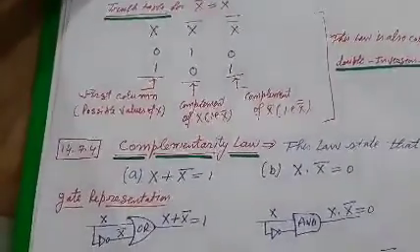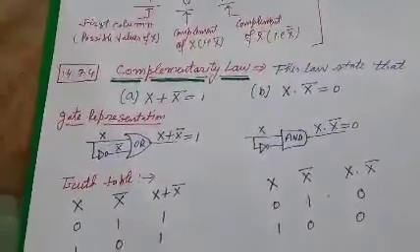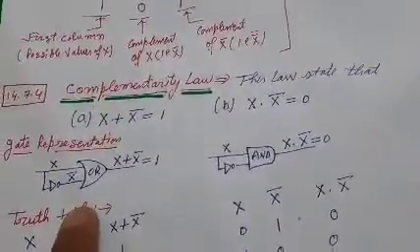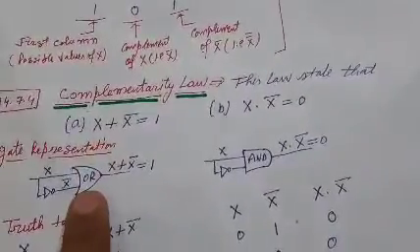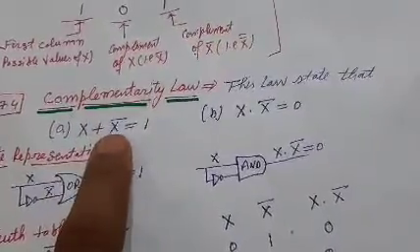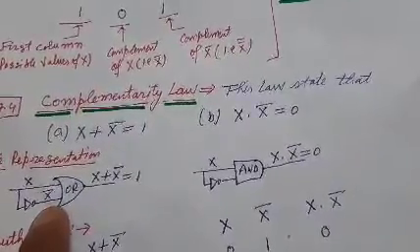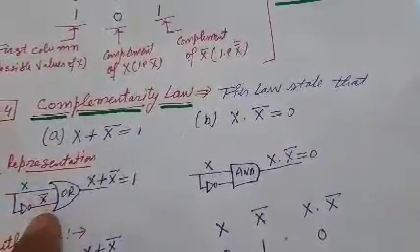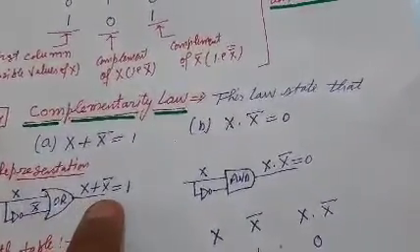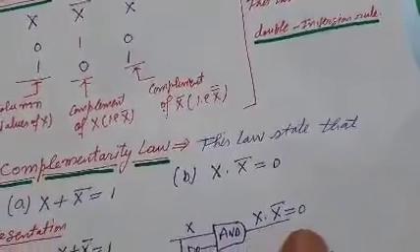Next, 14.7.4, complementary law. This law states that x plus x bar equal to 1, x dot x bar equal to 0. Gate representation: that is the OR operator, so use the OR gate. Both inputs x and x bar are required, so the NOT operator gives the x complement. These are the inputs x and x complement. Then the OR operator gives the addition, x plus x bar equal to 1. This is the AND operator, x dot x bar equal to 0.